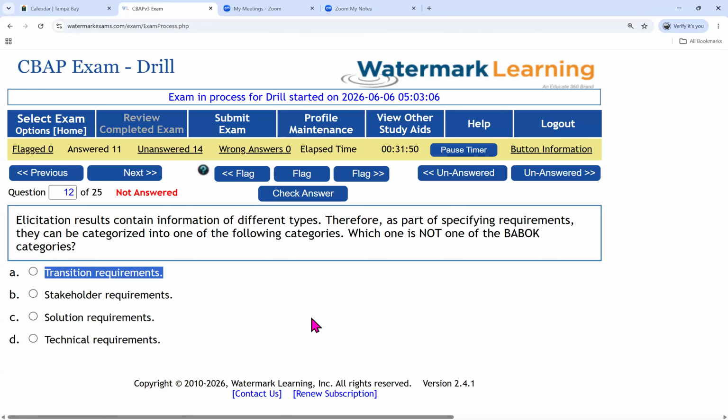Yes. Transition requirements come between current state and future state. It's what we have to do to move from current state to future state. And then at the point that they are accomplished, they're no longer an active requirement. Correct?